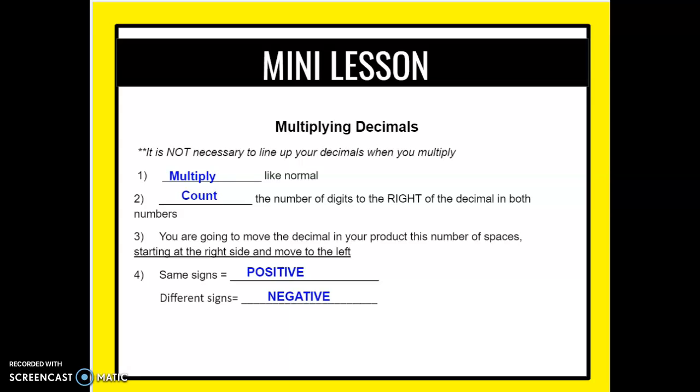Okay, so here are the instructions for multiplying decimals. It is not necessary to line up your decimals when you multiply. You'll just multiply like normal. Count the number of digits to the right of the decimal in both numbers, and then you are going to move the decimal in your product that number of spaces. And just like we did with our whole numbers, with our integers, same signs are going to be positive, different signs are negative.